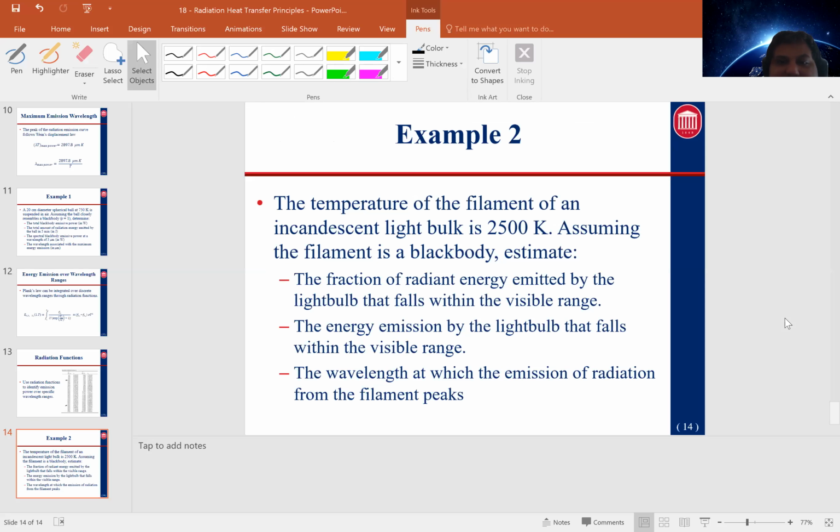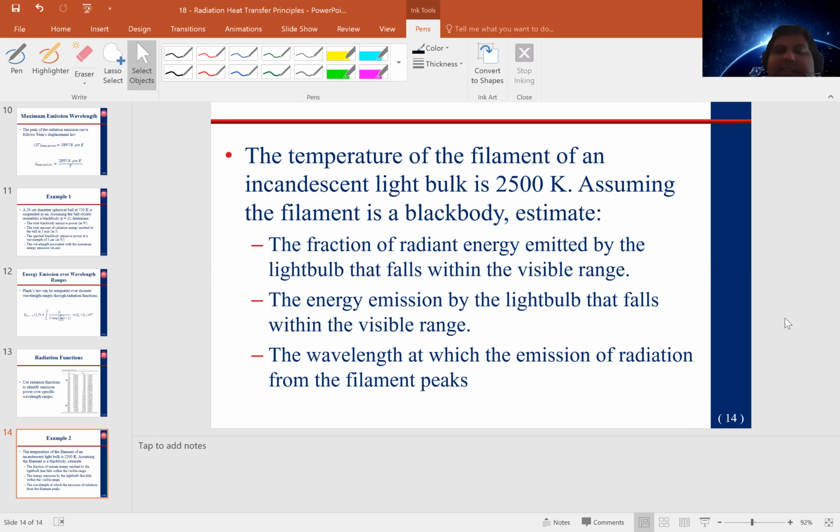All right, this one's looking at the temperature of the filament of an incandescent light bulb, which is 2500 Kelvin. If we assume the filament is a black body, what's the fraction of radiant energy emitted by the light bulb that falls within the visible range, the energy emission within that range, and once again, the wavelength at its peak emission?